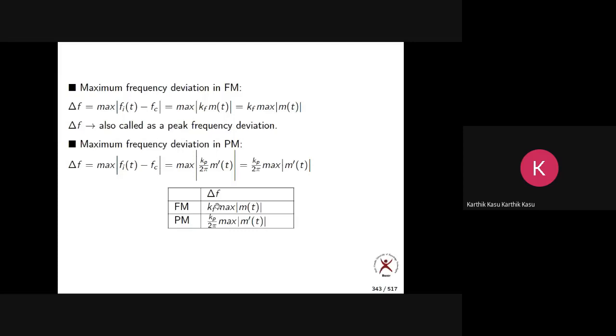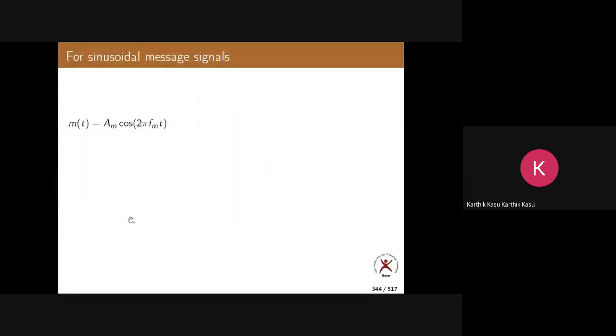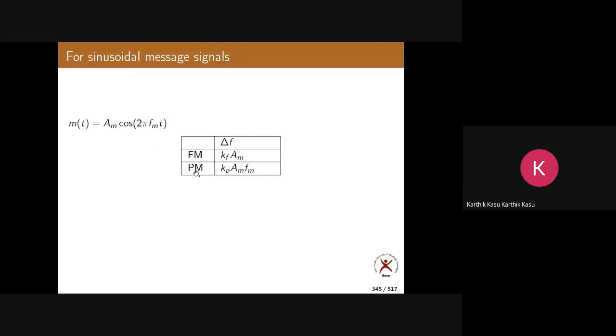Okay. So this is very, very important. I told you already, if it is a sinusoidal message signal, what happens to those values? They will be like this. So FM, PM. In FM, what is delta f? kf Am. In case of PM, what is delta f? kp Am fm. Okay, so it is a very simple calculation. You can do it on your own.